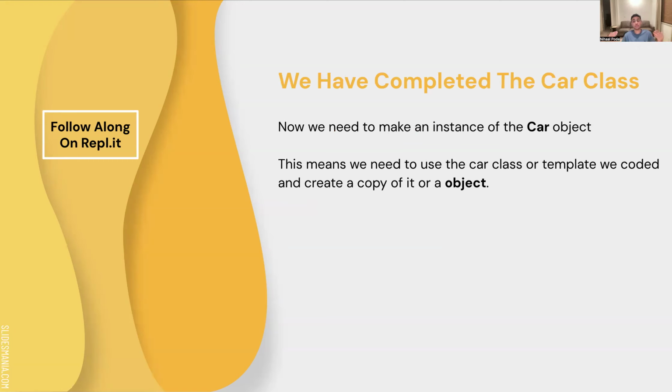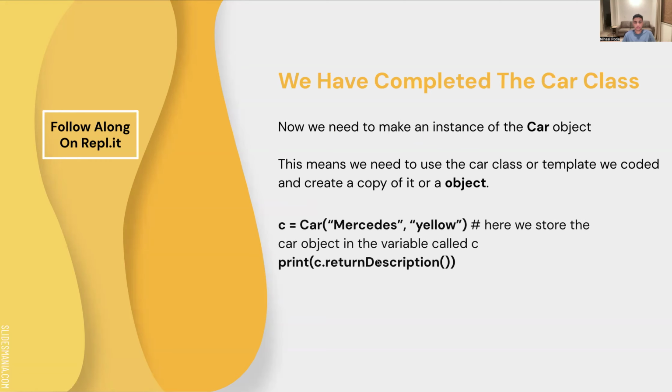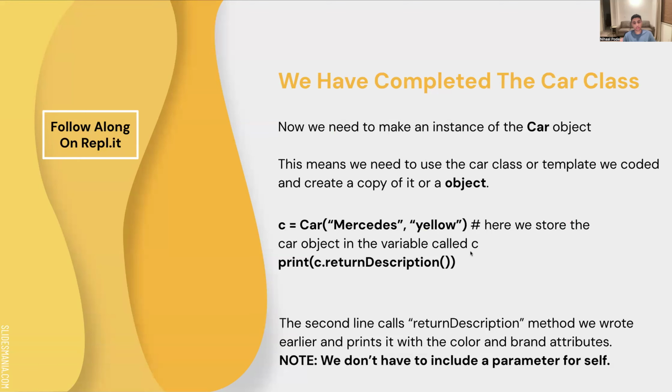Now we need to make an instance of the Car object. This means we need to use the Car class, or template, we coded and create a copy of it, or object. So c is equal to Car("Mercedes", "yellow"). Here we store the car object in the variable called c. Then print(c.return_description()). The second line essentially calls the return_description method we wrote earlier and prints it with the color and brand attributes. Note, we do not have to include a parameter for self.